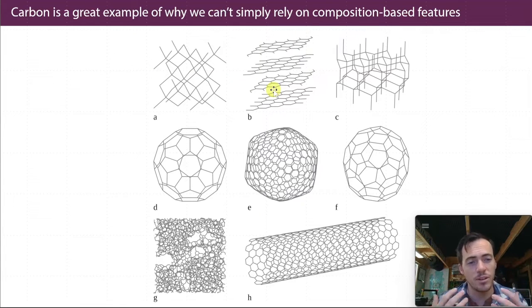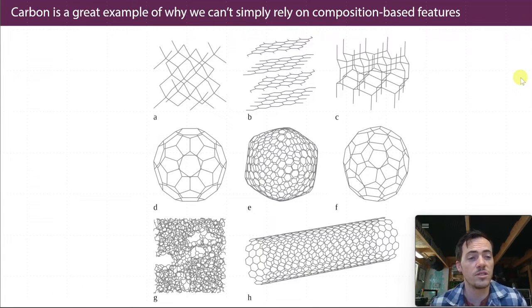Now, not every compound is as complicated as carbon, but in general, structure is needed if you're going to tell the whole story, because many things can have similar chemistry but very different structure. And think of the differences in properties between graphite and diamond, for example. Wildly different properties there because structure matters. So I think it's going to be important for us, when we're thinking about ways to represent and featurize materials, to also know how to do it with structure.